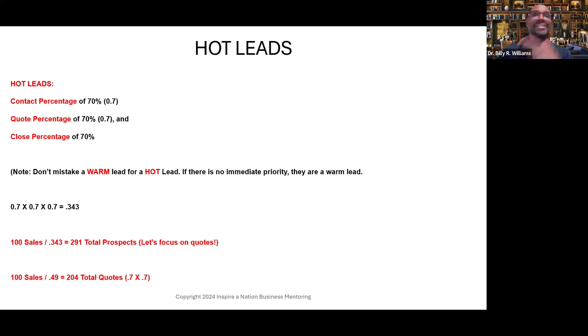Your quote, you're going to get 70% of the people who are like, yes, I need this now. You're going to get 70% of those people that are going to allow you to quote them. And you're going to end up closing around 70% of those folks. So again, taking the numbers, 70% times 70% times 70% is 0.343. So that means if I'm looking at hot leads and I need 100 sales, so that's 100 divided by 0.343 is going to give me 291 total prospects.